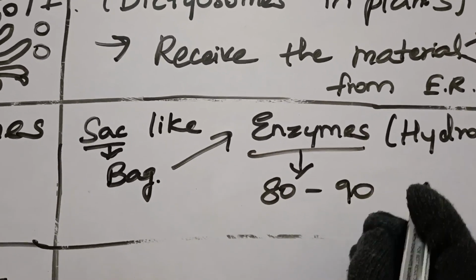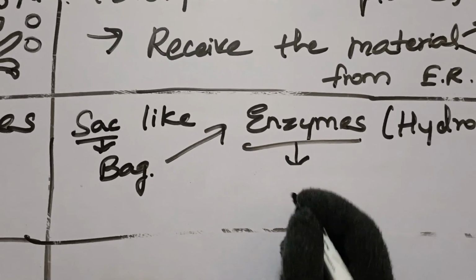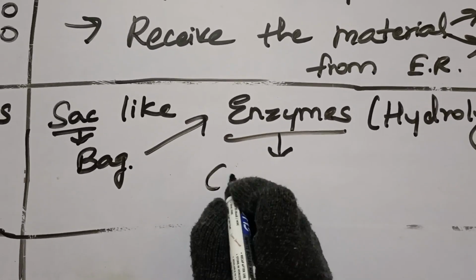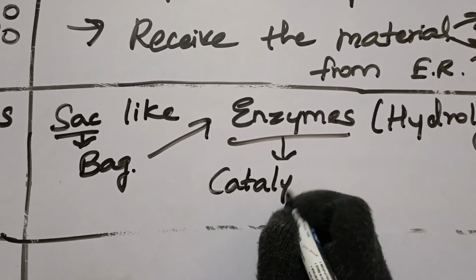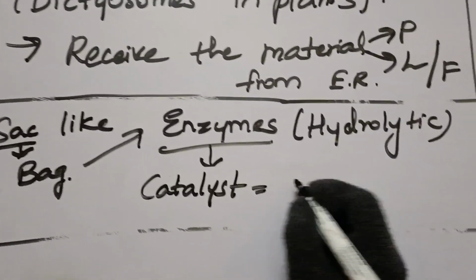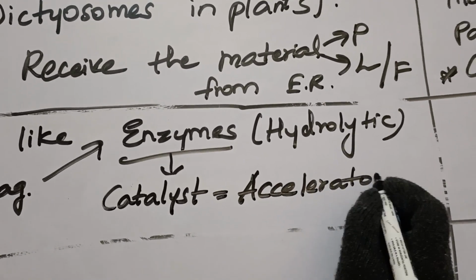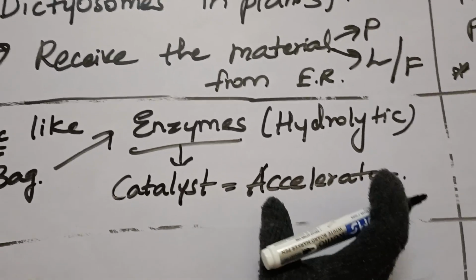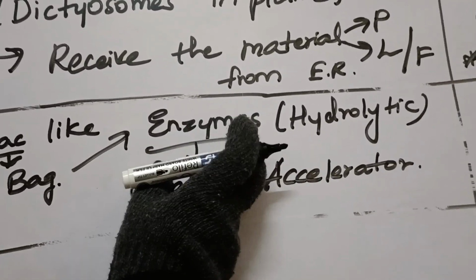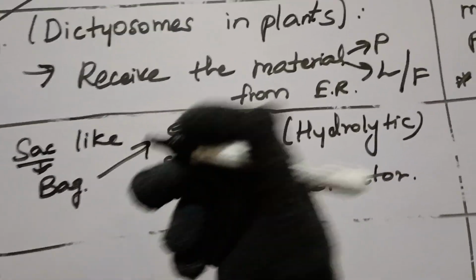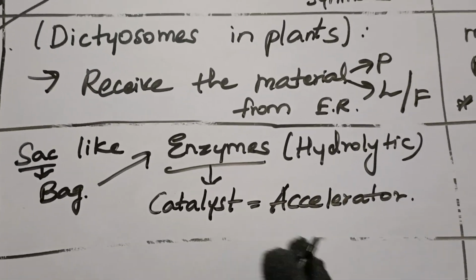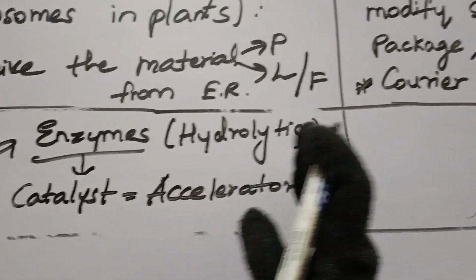And what is the simplest meaning of enzyme? The simplest meaning you can understand is catalyst, or still simpler, nothing but an accelerator, something which is going to speed up the process. Now this accelerator means enzyme. What process is it going to speed up, that we have to know. What process? Let's come to the function side.